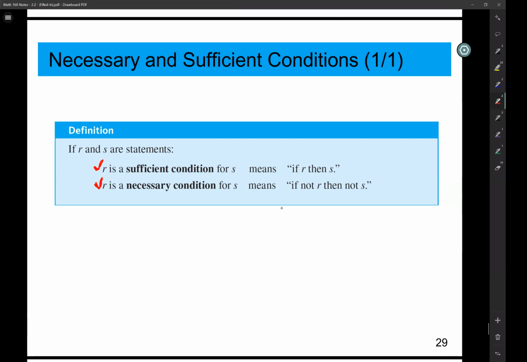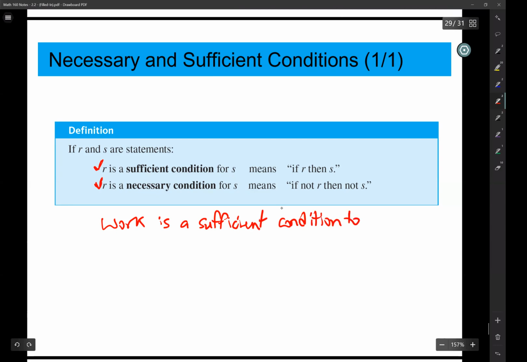So that's what I would say. So let me try that. Work is a sufficient condition to make money. Condition to make money. Okay.